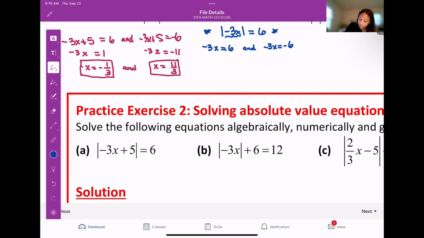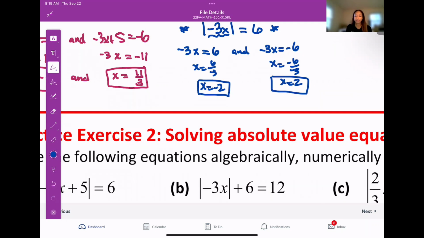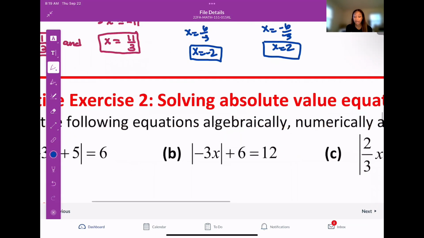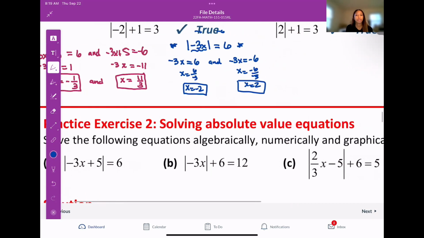If we solve this one, negative 3x equals 6, x is equal to 6 over negative 3, so x equals negative 2. And negative 3x equals negative, oh, I'm just rewriting it. Negative 3x equals negative 6. x would be equal to negative 6 over negative 3, which is positive 2. So our two solutions would be x is positive 2 and negative 2. All right, any questions about A or B before we go on to C?